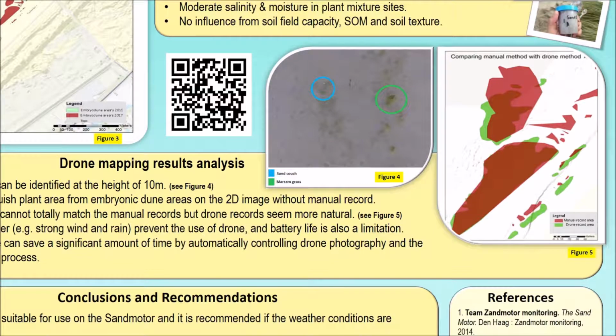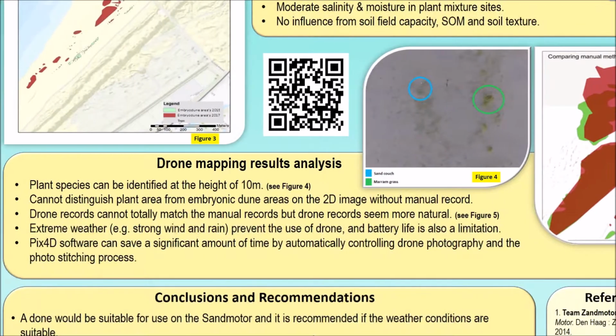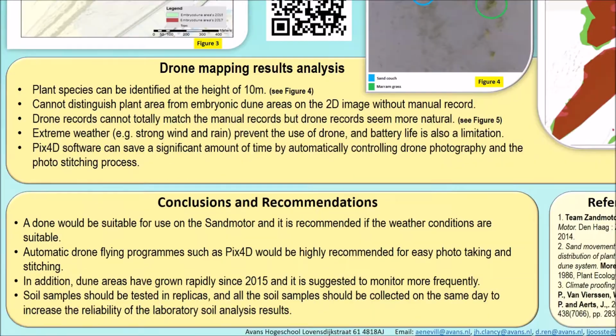The short battery life and inability to fly the drone in rainfall and in high winds affected when the area could be monitored using the drone. When comparing the use of the drone with the manual method, it was observed that the time needed to monitor the area was significantly reduced by using the drone. This was in particular aided by the Pix4D program, which allowed automated drone flying and picture stitching.